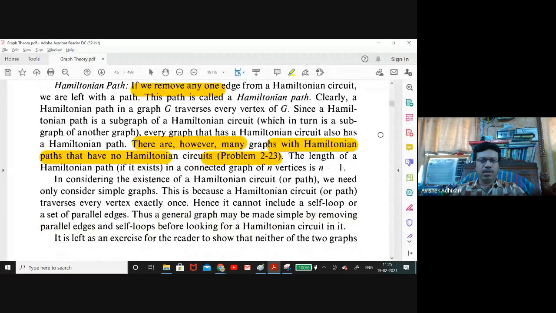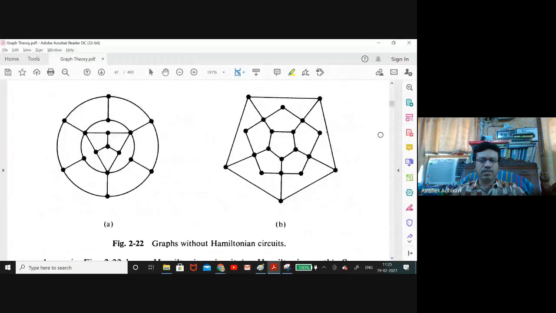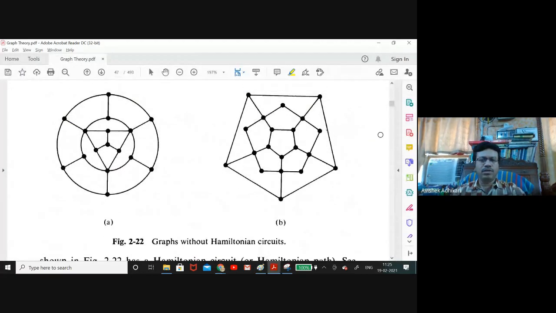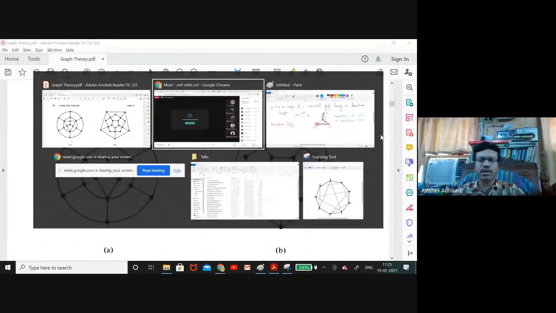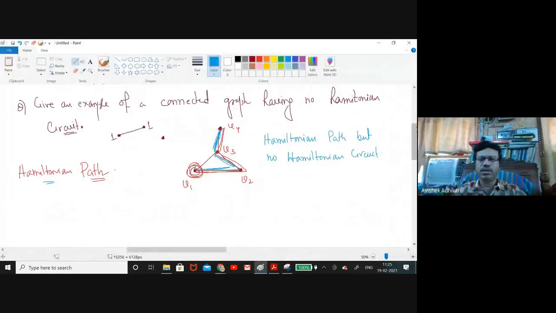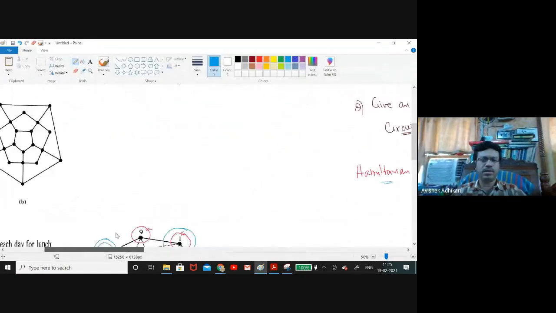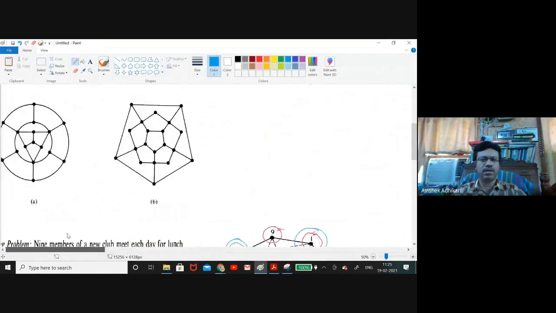Okay, so let us now try. Can you try to find some Hamiltonian path here? Let us do it here.